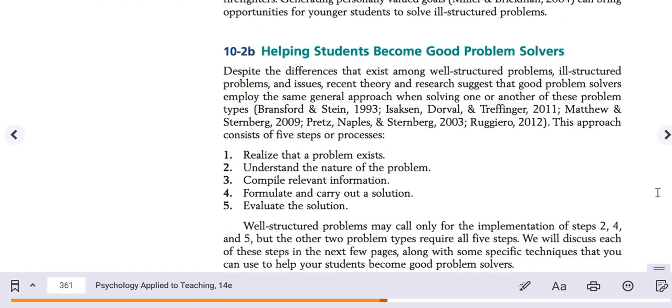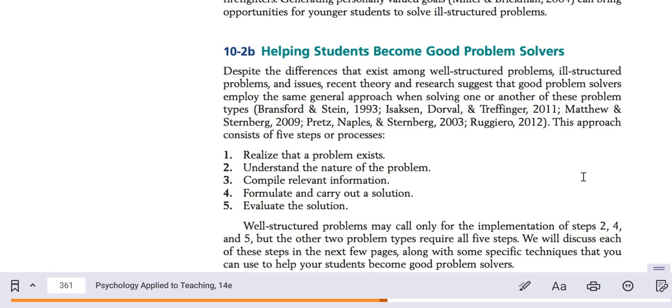Helping students become good problem solvers. Despite the differences that exist among well-structured problems, ill-structured problems and issues, recent theory and research suggests that good problem solvers employ the same general approach when solving one or another of these problem types. This approach consists of 5 steps or processes.